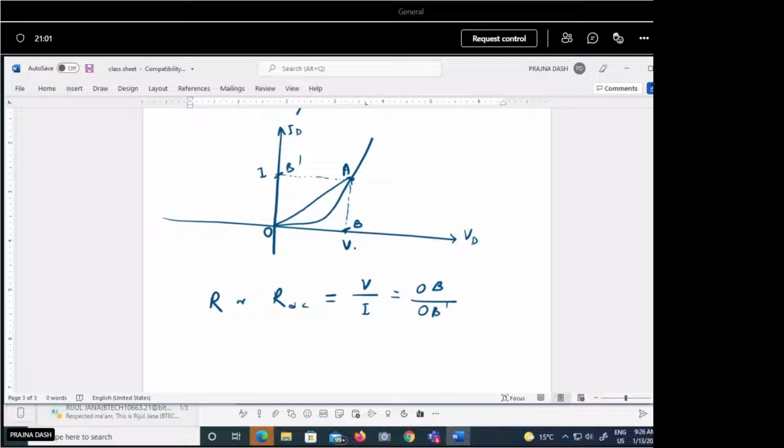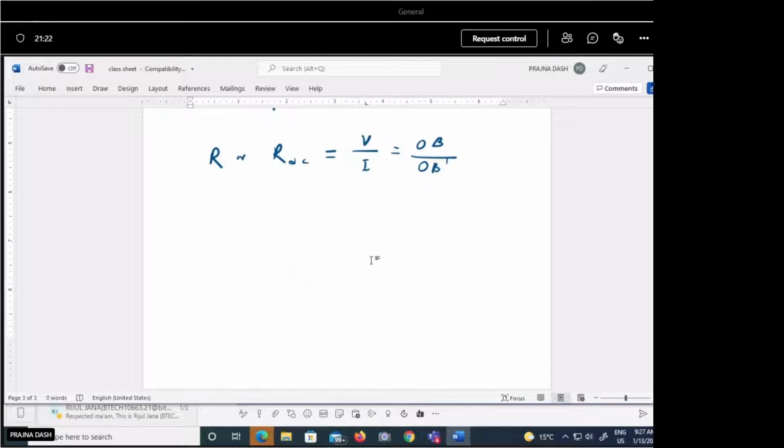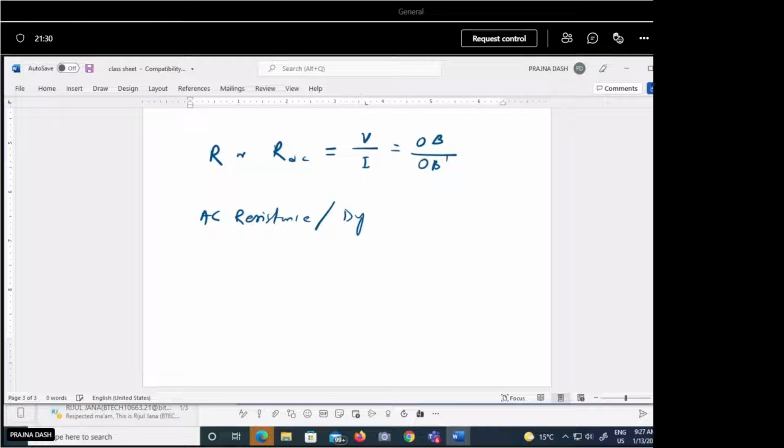This static resistance does not have so much importance in diode characteristics. Knowing the static resistance is not so helpful in operating the diode, because it is a fixed quantity. But the dynamic resistance has a significant role in diode analysis. So what is this AC resistance? It is called the dynamic resistance.